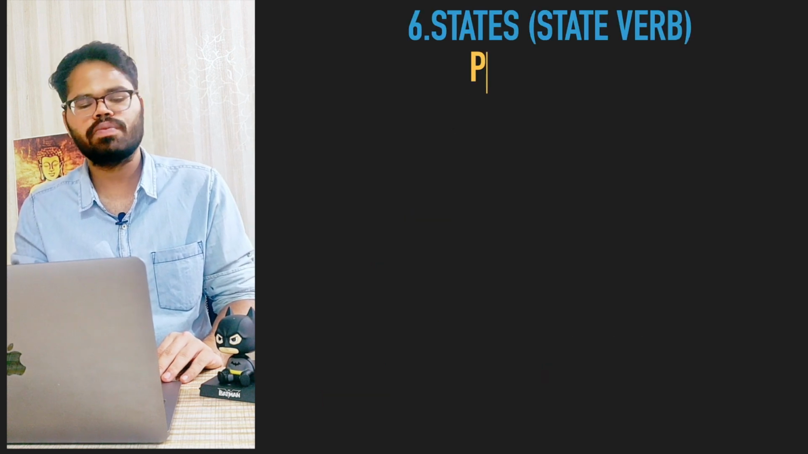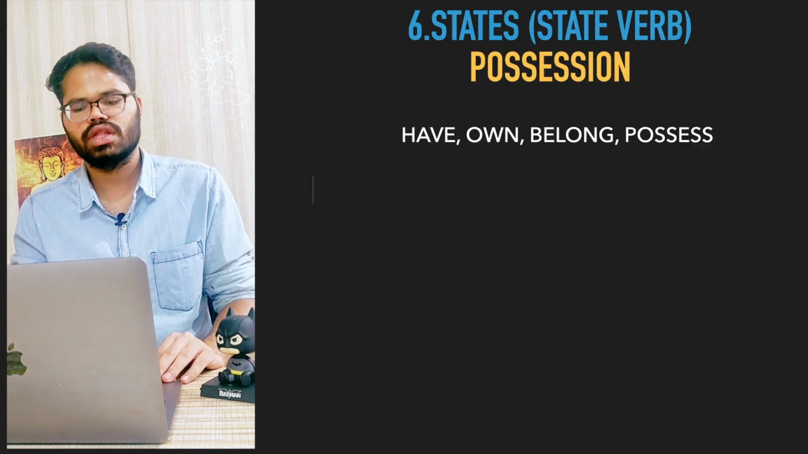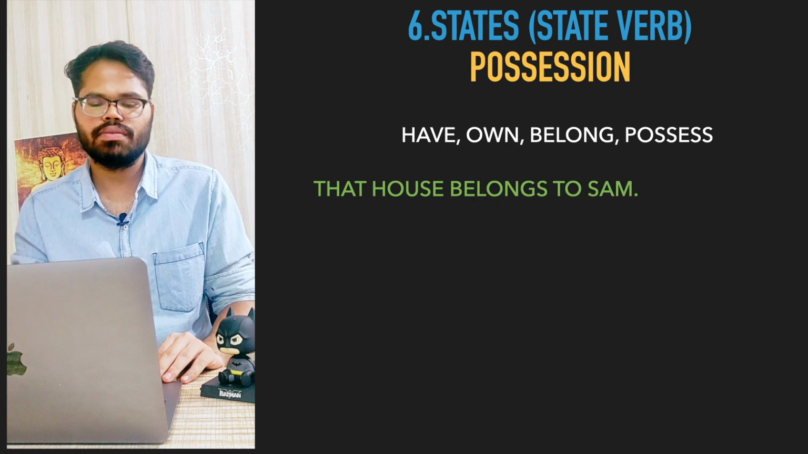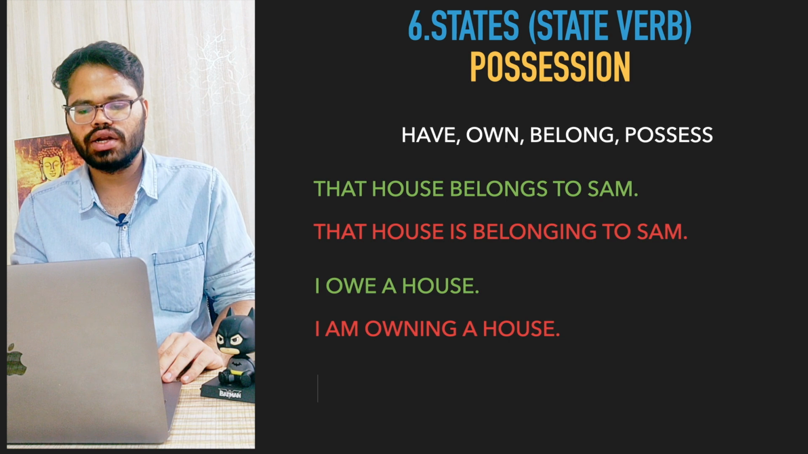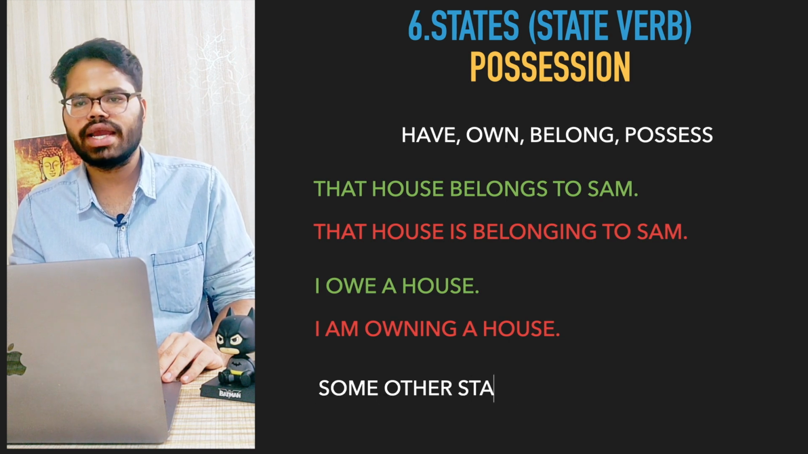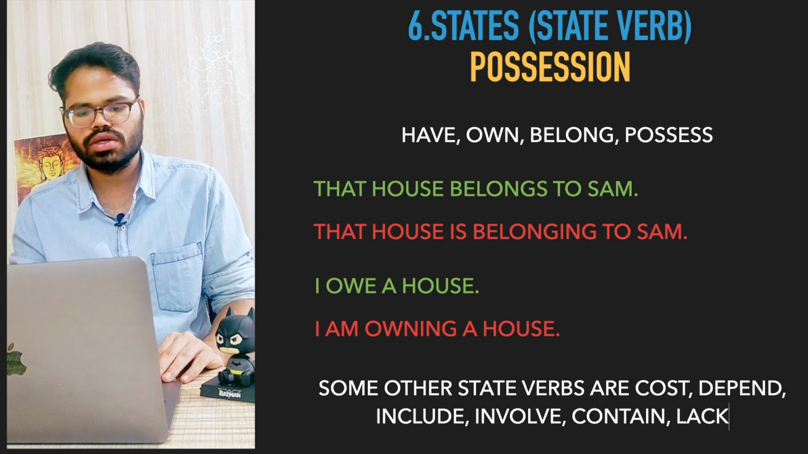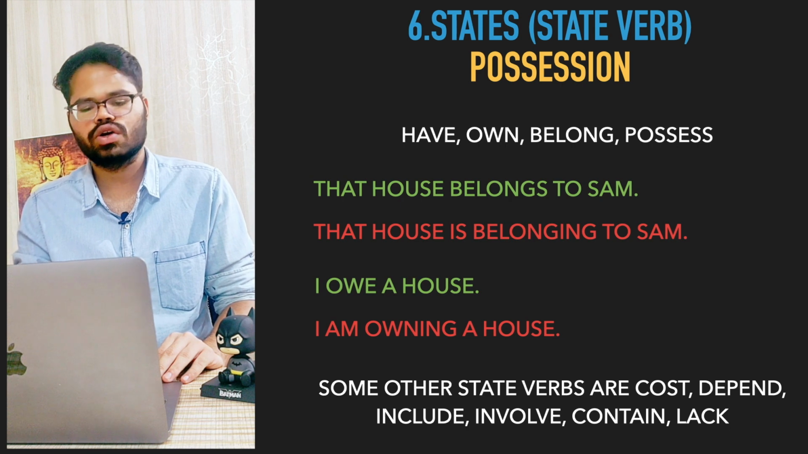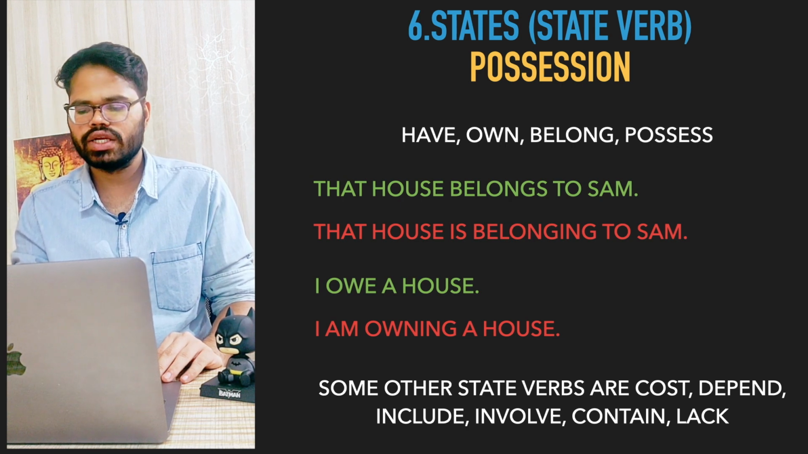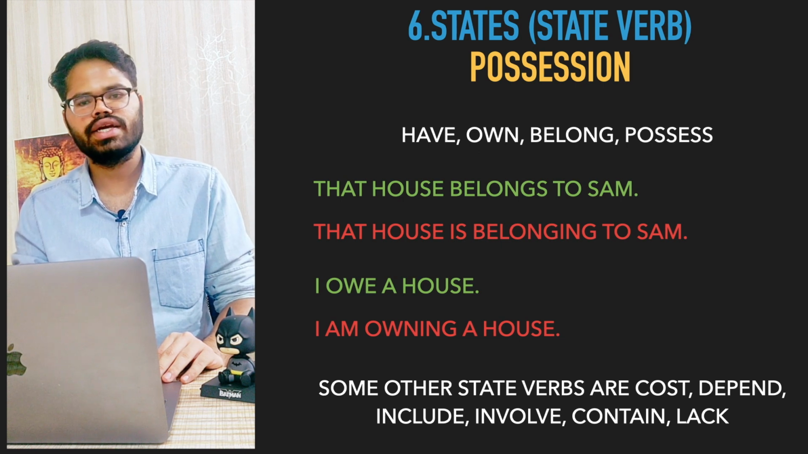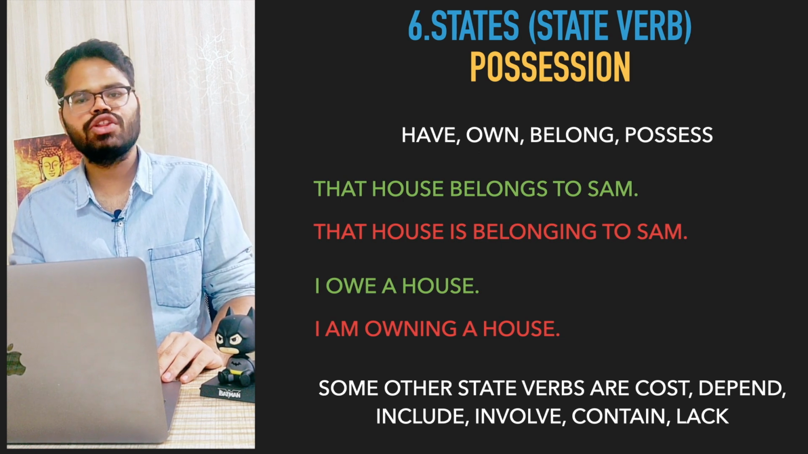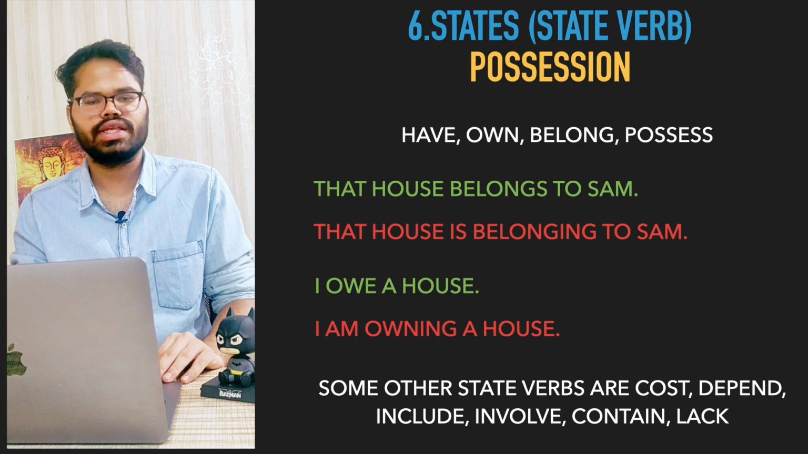Lastly, we have verbs of possession. For example, that house belongs to Sam. I own a house. I have a car. You won't be using ing form here as well. Some other state verbs are cost, depend, include, involve, contain, lack. It is a good idea to memorize as many of the state verbs as you can.